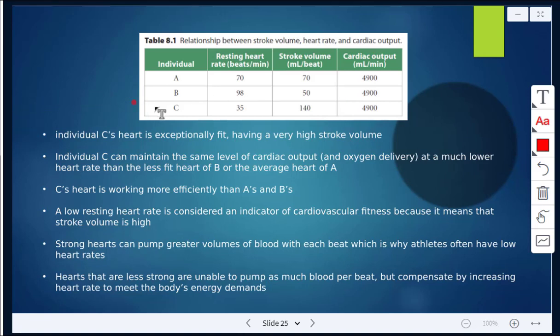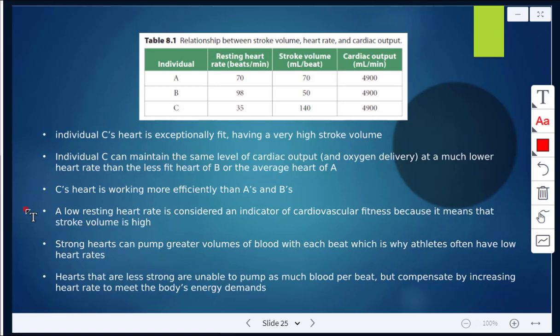If we look at individual C, resting heart rate of about 35 beats per minute, but their stroke volume is 140 milliliters per beat. So individual C's heart is exceptionally fit, having a very high stroke volume. Individual C can maintain the same level of cardiac output, which is their oxygen delivery, at a much lower heart rate than the less fit heart of B or the average heart of A.